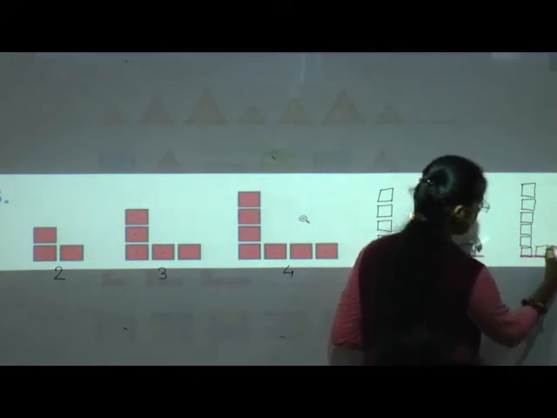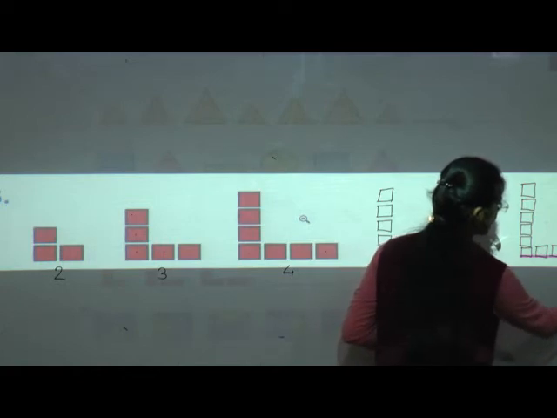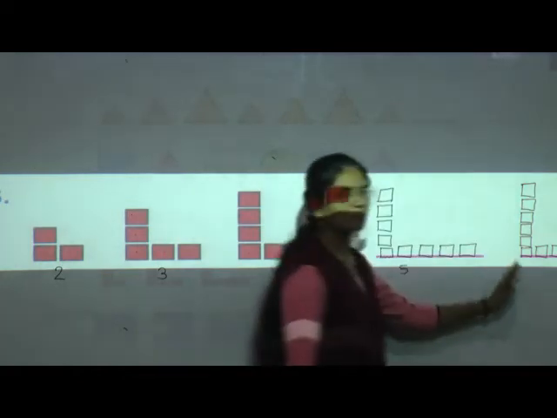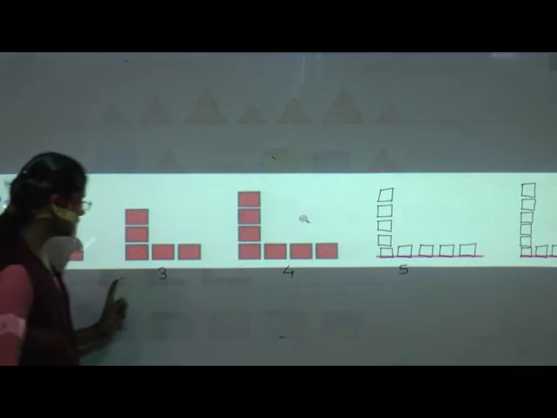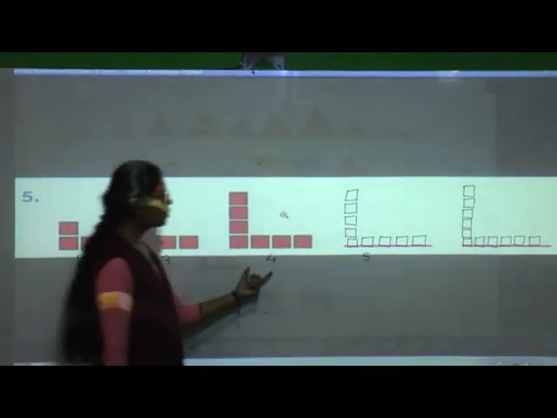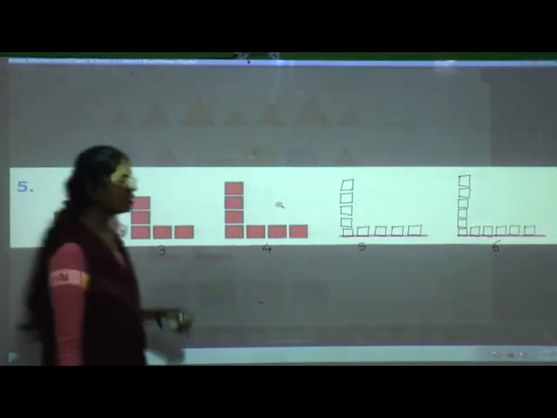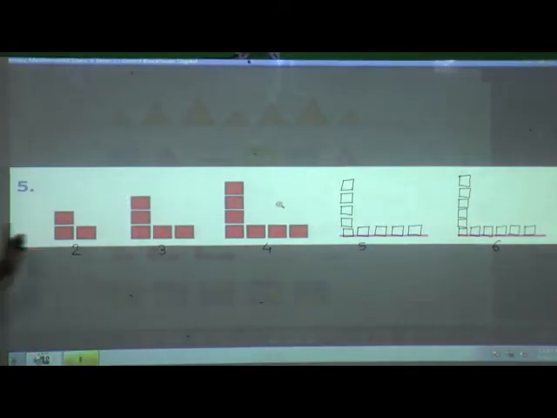1, 2, 3, 4, 5, 6. And color it with same color. So in this way, here 2 squares, here 3 squares, 4, 5 and here 6 squares will come. So in this way we can complete the pattern. Now see the next example.